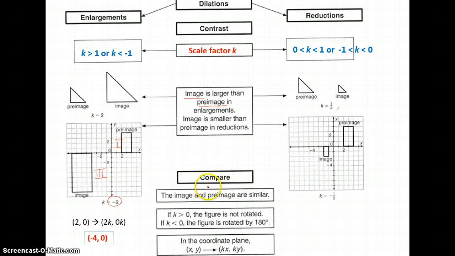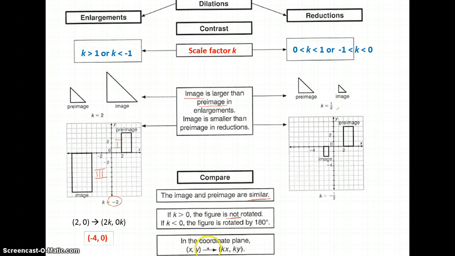So now let's compare. With dilations, we notice again the image and pre-image are similar. So the size of the shapes have changed, but the corresponding angles are still congruent, and now we should see that the corresponding sides will be proportional. If k is greater than 0, the figure is not rotated, so if it's a positive number. If k is less than 0, the figure is rotated by 180 degrees. And indeed, that's what we saw on those images with the coordinate plane.